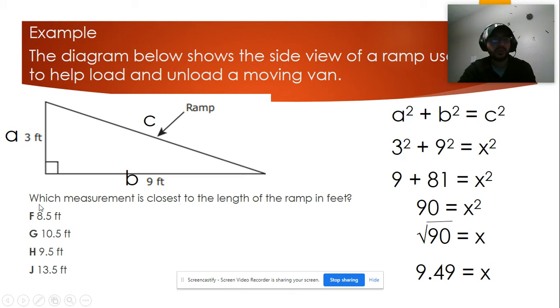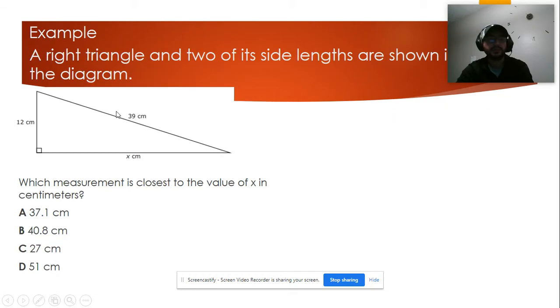So let's go over the question. Which measurement is closest to the length of the ramp in feet? So the closest one will be letter H, 9.5 feet. Okay. Now let's see another example.